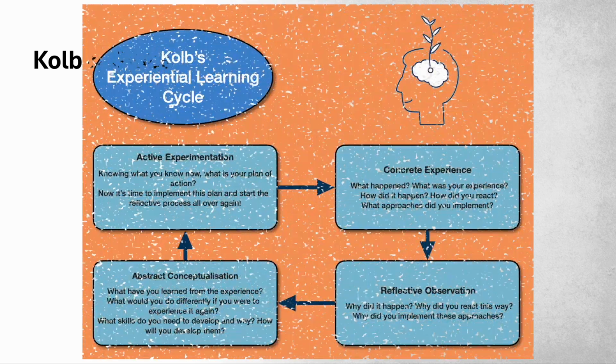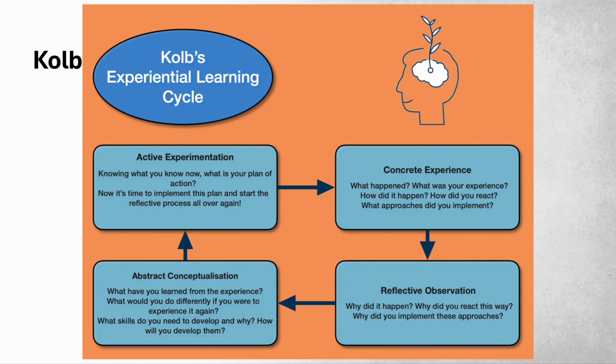And we're going to look at Kolb and Gibbs, two of the reflective cycles I think could really support this particular assignment. Gibbs actually developed his reflective cycle off the back of Kolb's experiential learning cycle. Here is Kolb's. We start with concrete experience, what happened. We move to the reflective observation, why. We move to abstract conceptualization, what have you learned? And then active experimentation, what are you going to do now moving forward?